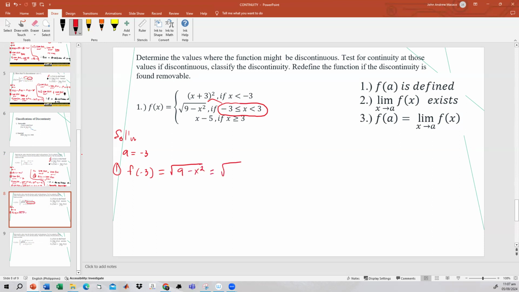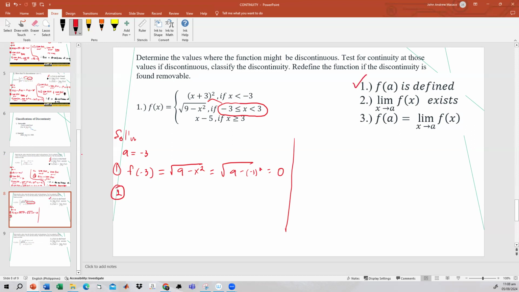So this will lead to square root of 9 minus negative 3 squared. Of course, this will lead to 9 minus 9. So this will become 0. Okay, so is f of a defined? Of course, yes, because there is a value, which is 0. Okay, so we'll proceed to the second condition.